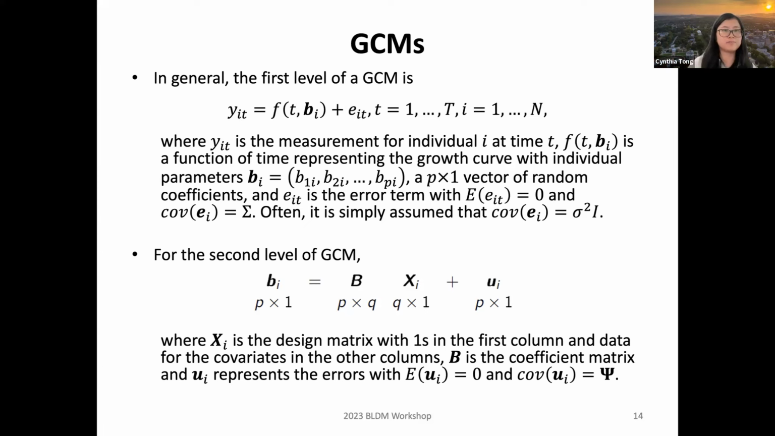And then for the second level of growth curve models, we model these random coefficients b_i using B times X_i plus a random component. Here, X_i is a design matrix where the first column is all ones, and all the other columns are the data for the covariates. If you don't have covariates, then X_i will just be a vector of ones. And B is a coefficient matrix that we're typically interested in estimating.